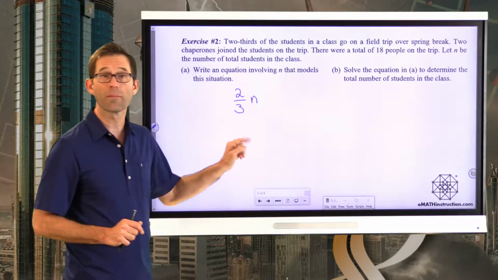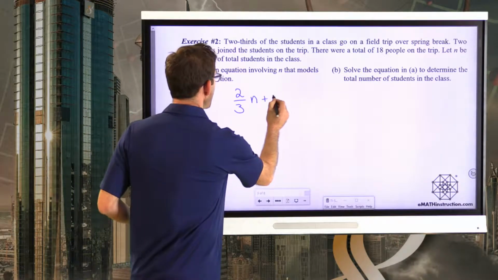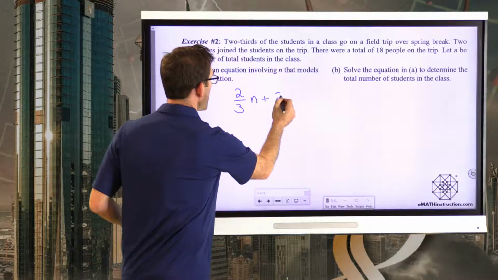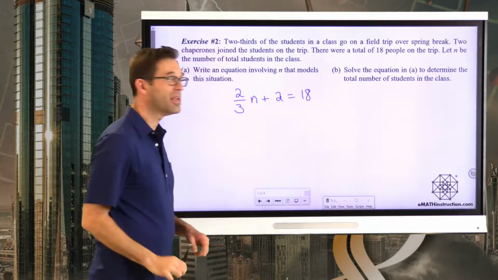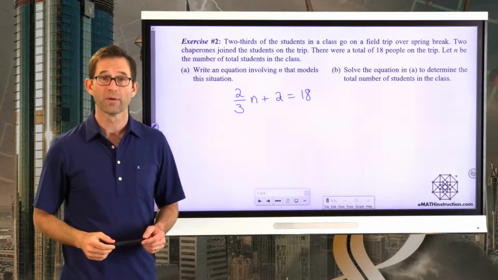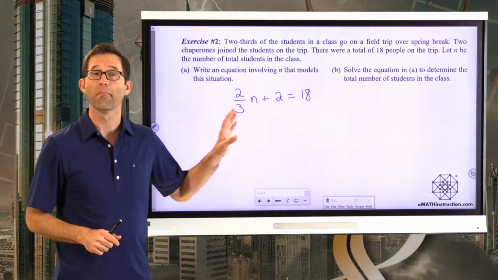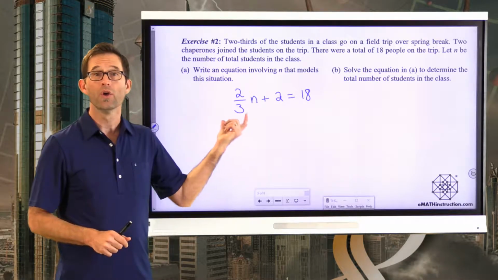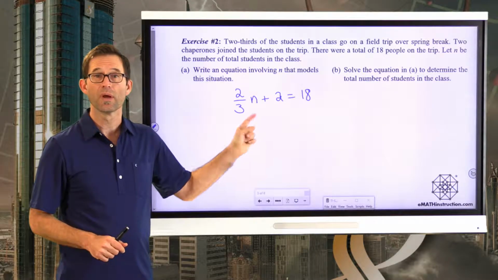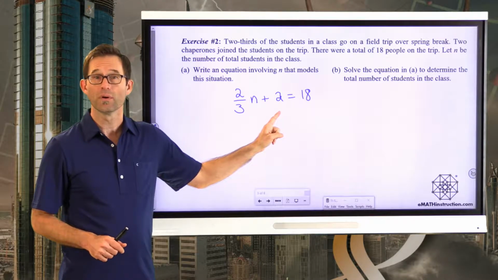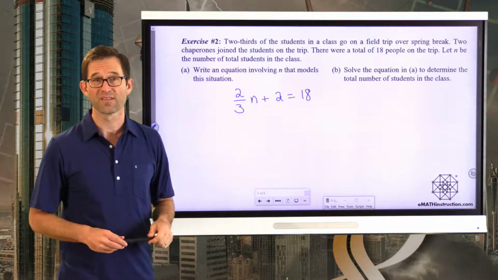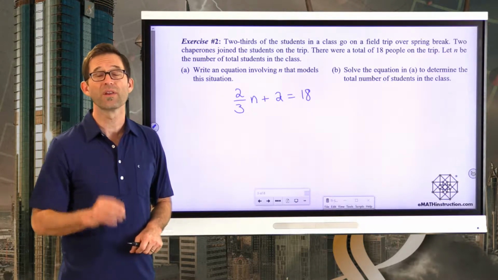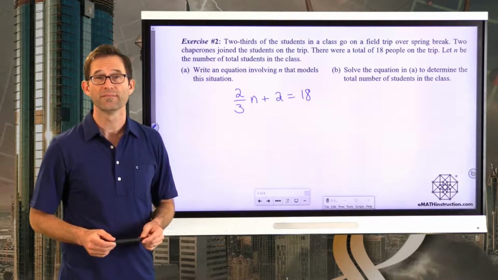But to those number of kids, we're going to add the 2 chaperones. Why? Because we know a total of 18 people went on the trip. So here's that equation that models this scenario. 2/3 of the total students plus 2 chaperones equals 18. Letter B asks us to solve the equation. Pause the video now and do that.